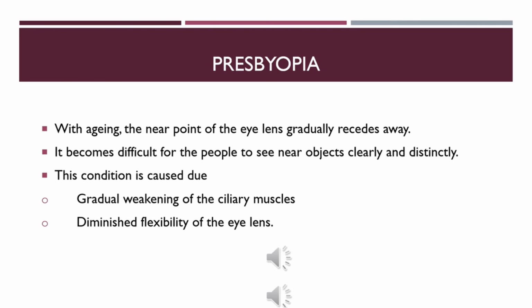Usually in the bifocal lens, the upper portion of the glass consists of the concave lens that facilitates distant vision, and the lower portion is the convex lens that facilitates the near vision of the eye.